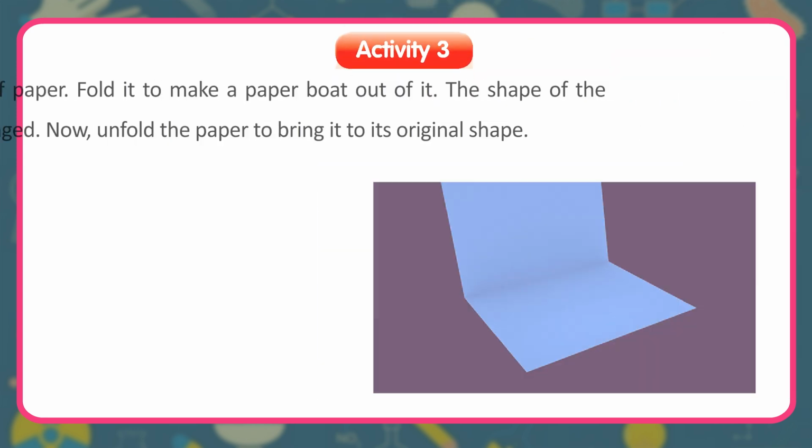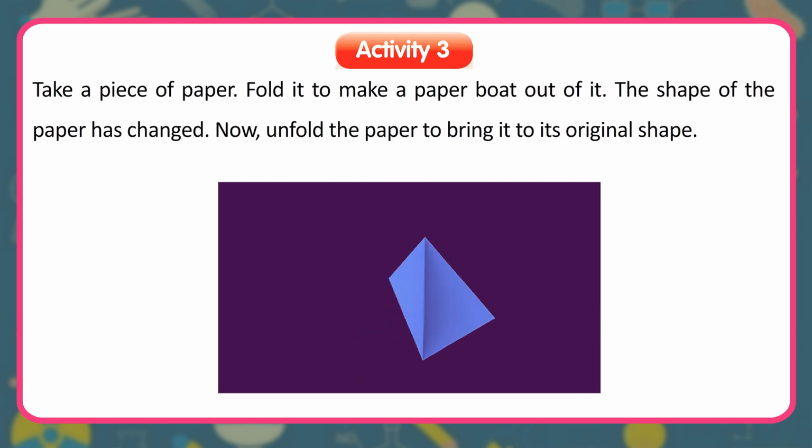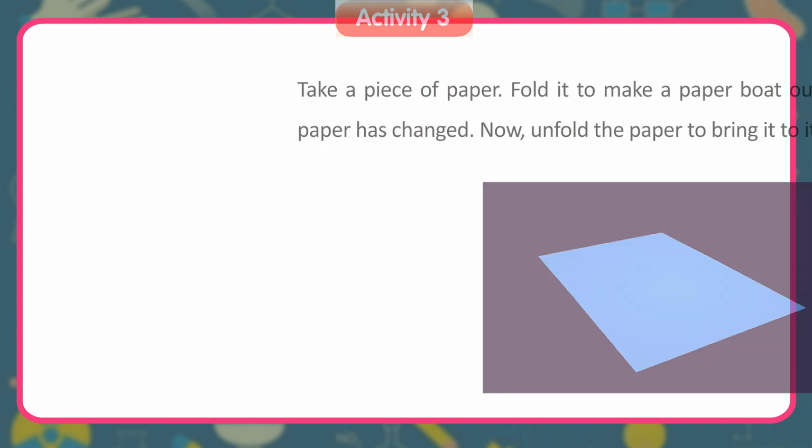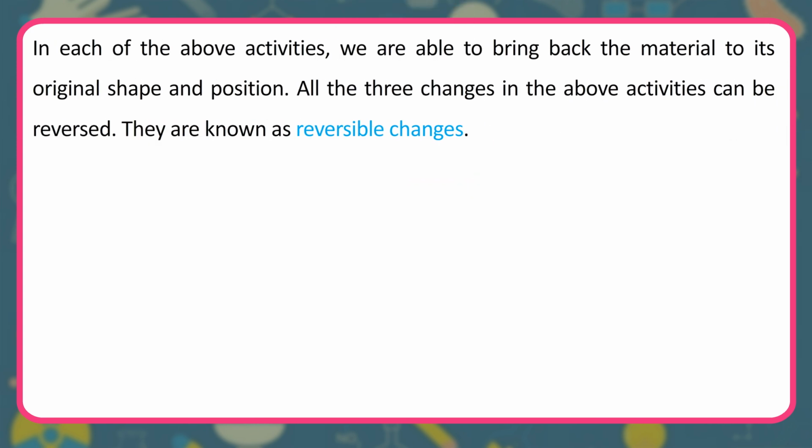Activity 3. Take a piece of paper. Fold it to make a paper boat out of it. The shape of the paper has changed. Now, unfold the paper to bring it to its original shape. In each of the above activities, we are able to bring back the material to its original shape and position. All the three changes in the above activities can be reversed. They are known as reversible changes.